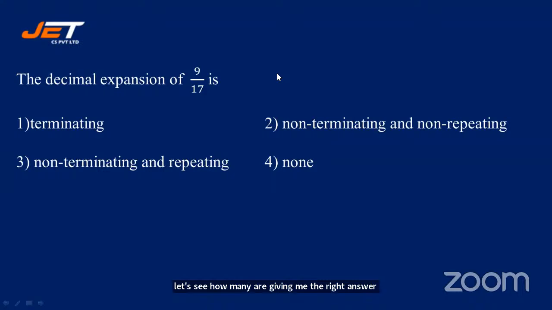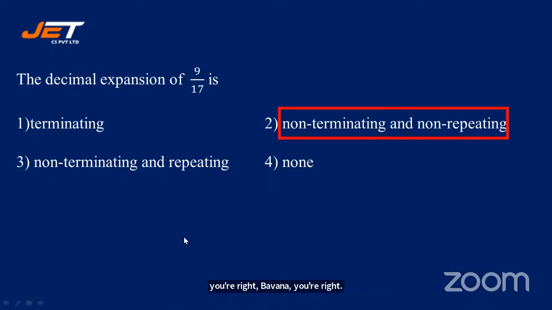Navneet, you're right. Sunny, check your answer. Riya, you're right. Gayatri, you're right. Shri, hey Shri, you're right. Bhavana, you're right. Taruni, you're right. All right. So almost all are giving me the right answer, option 2, that is non-terminating and non-repeating.